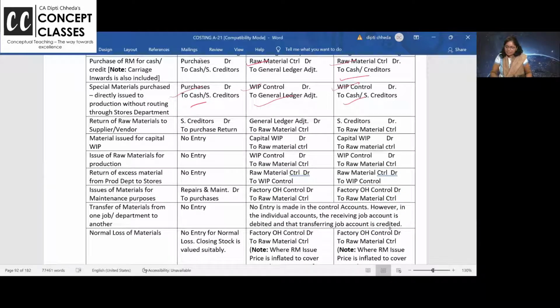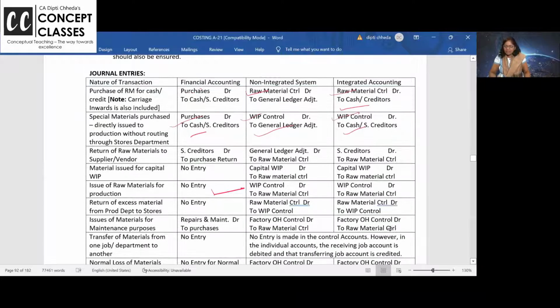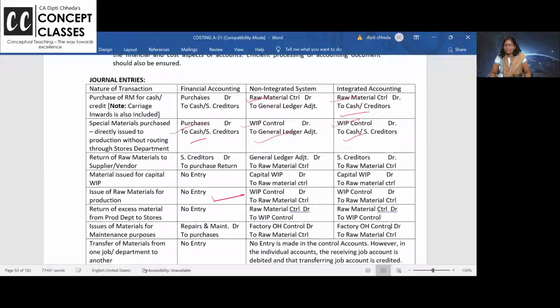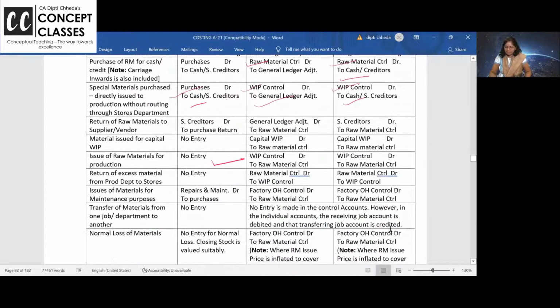When material is issued for capital work in progress, factory related work, meaning capitalization, capital work in progress to raw material. If raw material is issued for production, work in progress to raw material, same work in. And when raw material is issued to production, in financial books, we don't pass any entry. Am I going fast? Financial books integrated, do this along with it. When material is returned from production to store room, financial books no entry. But here, of course, raw material control account is debited and your production house work in progress is credited. Do it with logic, you will get the entry.